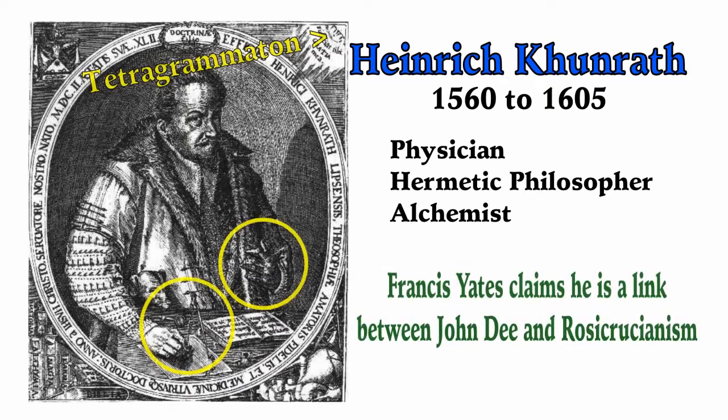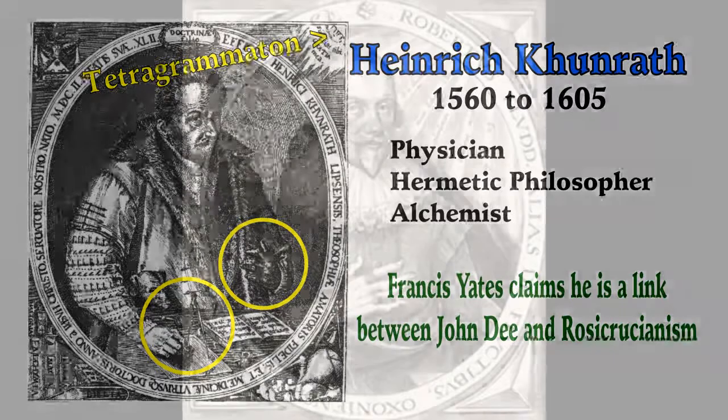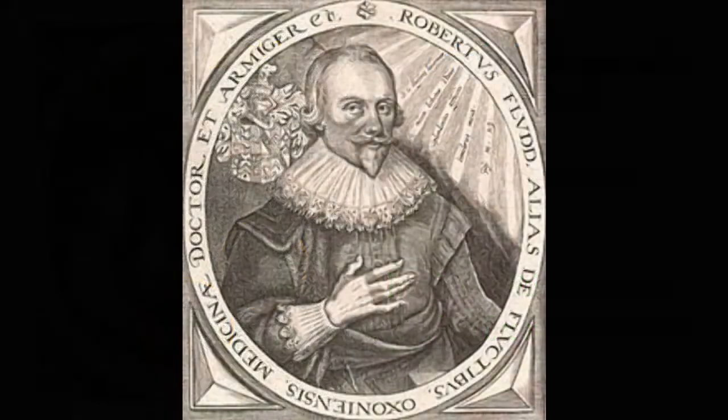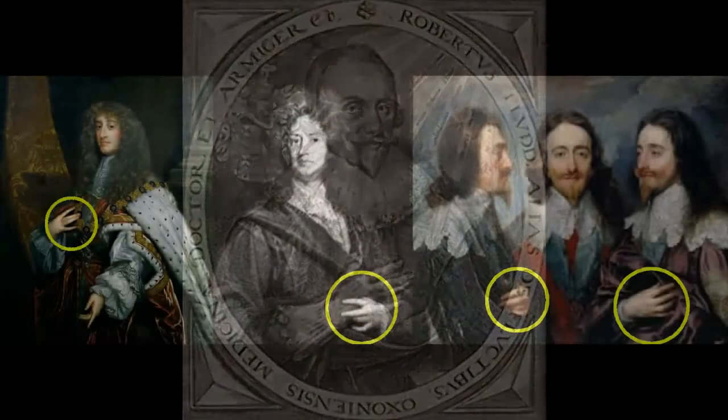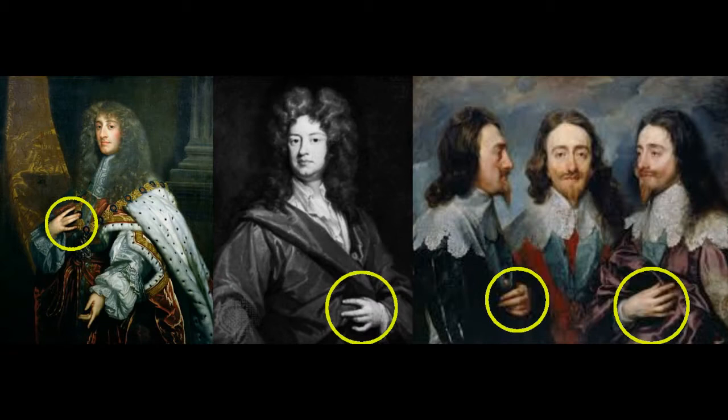Geometry, astronomy, arithmetic, and music. Now, Heinrich Khunrath. In this particular picture, you'll notice in the top corner we have a tetragrammaton. He's holding the compass, again another indicator, but also his fingers are at an odd angle. And Frances Yates points to the fact that Heinrich Khunrath was basically a link between John Dee and the later Rosicrucians. In earlier videos, for instance, I mentioned Robert Fludd.